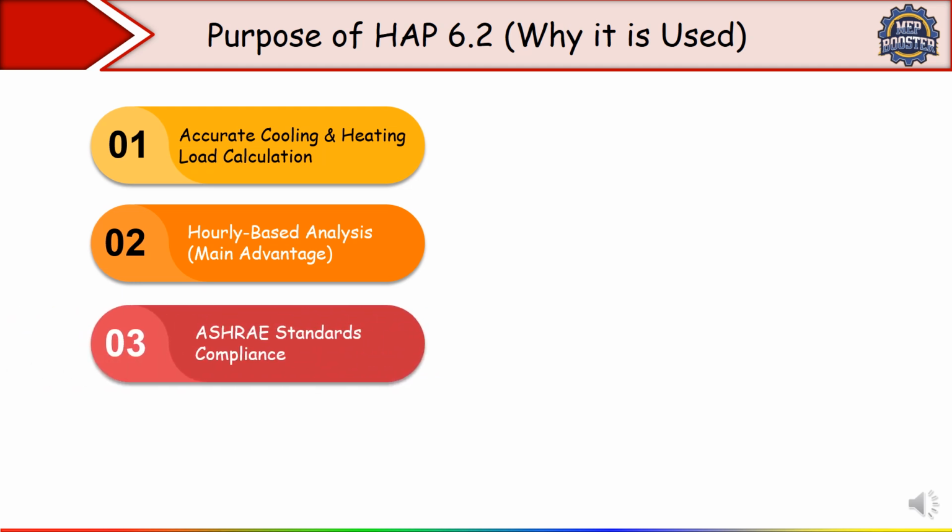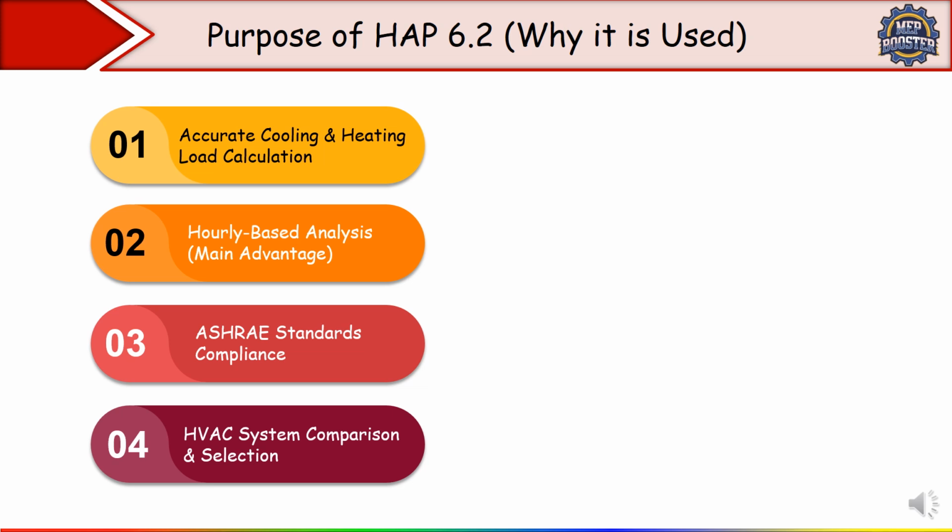The third main purpose is what? ASHRAE standard compliance, means HAP normally follows the ASHRAE fundamentals, ASHRAE 90.1, ASHRAE 62.1, which is the ventilation standard. So this makes it acceptable for consultants, government approvals, international projects like Gulf, US, etc.